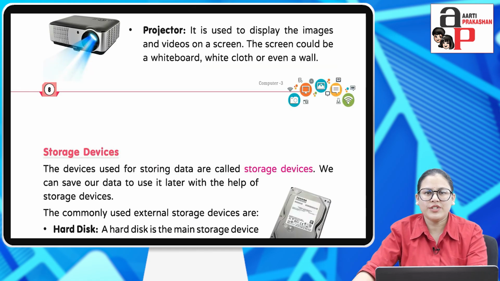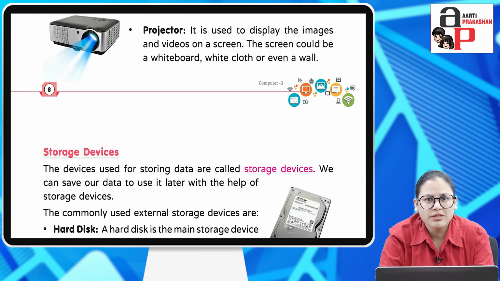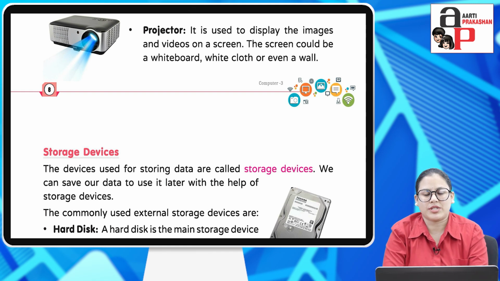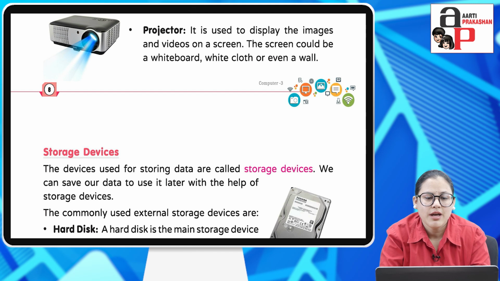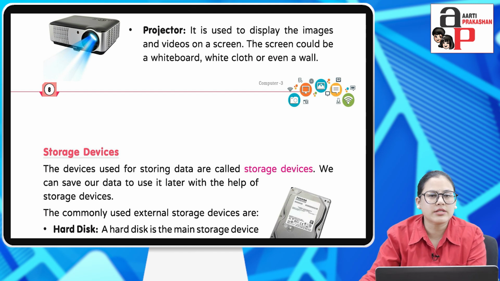All of us know the use of a printer. It is used to take out the printout, to print the output. And output is what? Output is the results. And there are various types of printers.